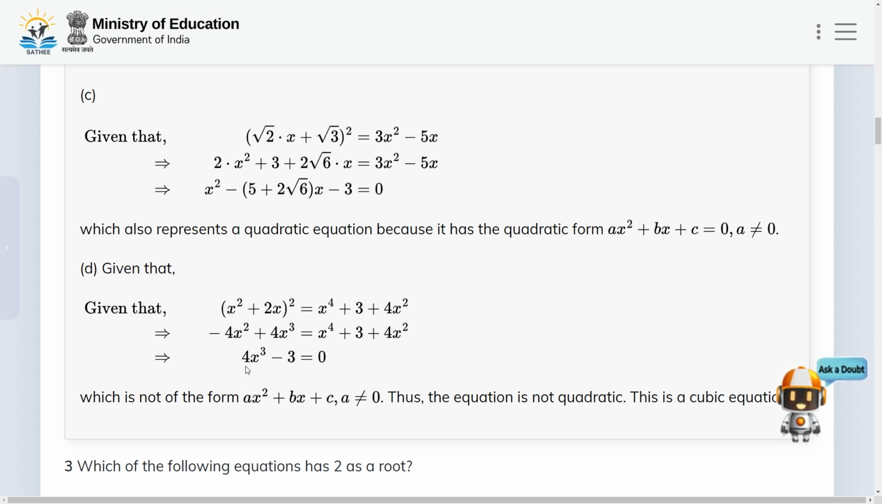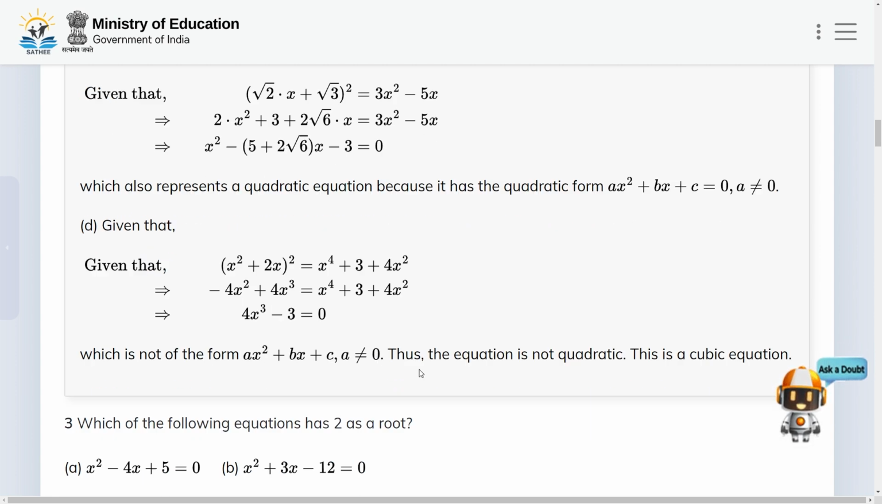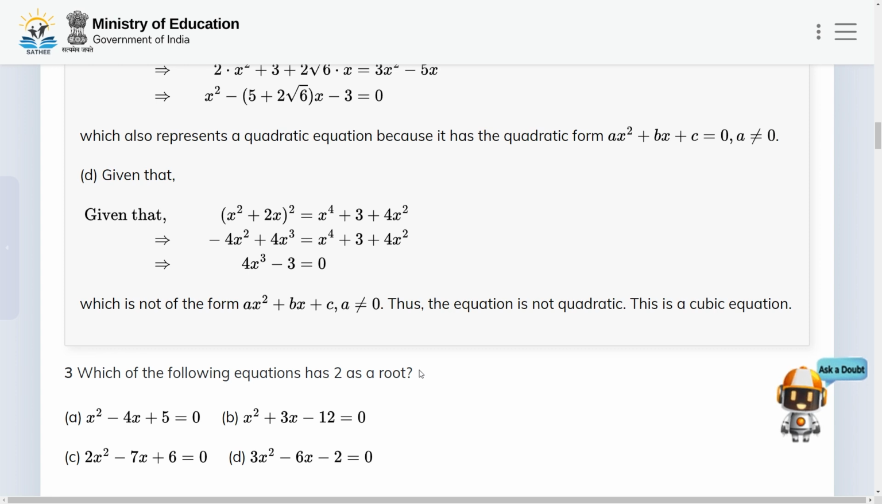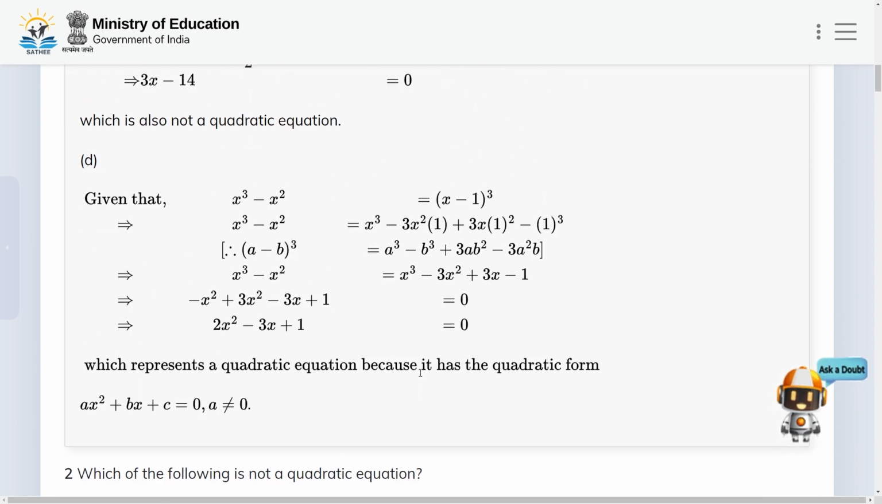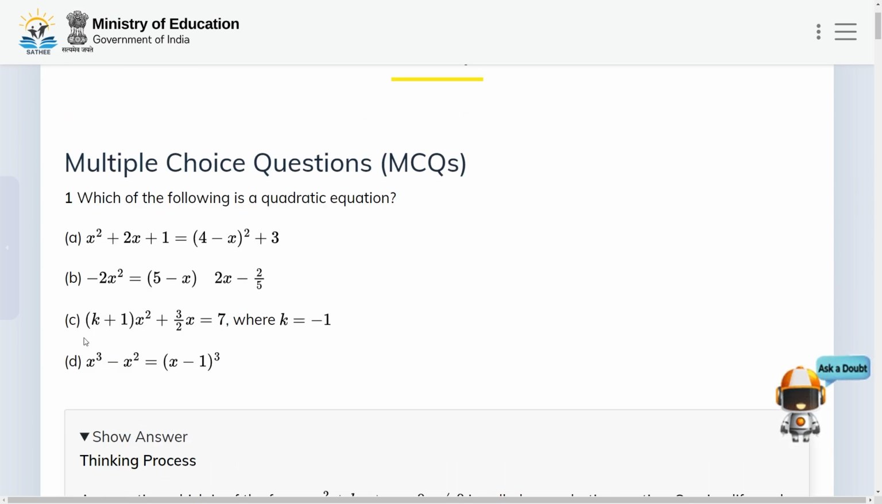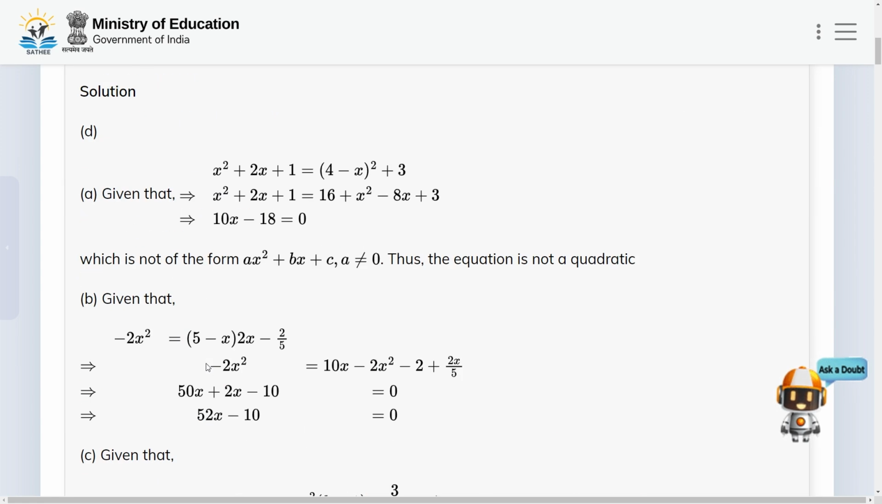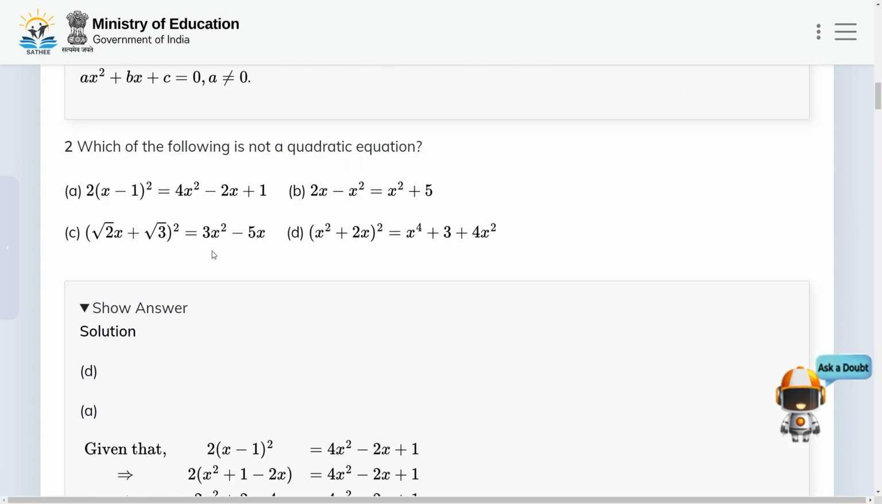This equation is not of the form ax² + bx + c = 0, where a does not equal 0. Thus the equation is not a quadratic equation; it is a cubic equation. So according to the question, the equation in option D is not a quadratic equation, and the correct answer is option D.